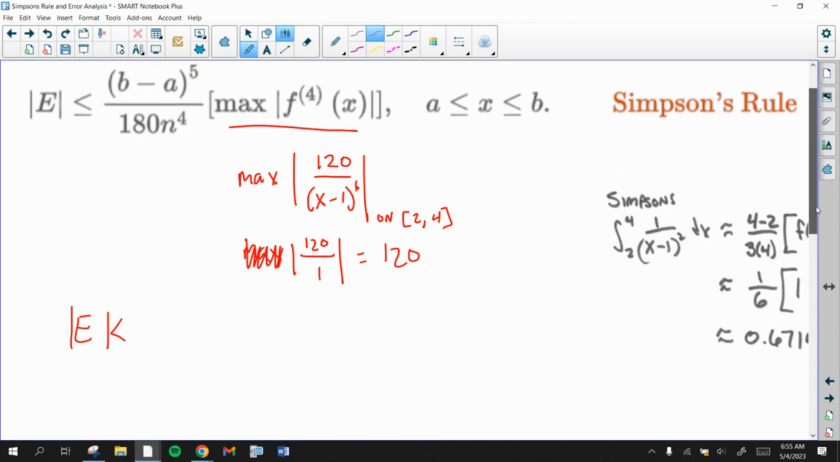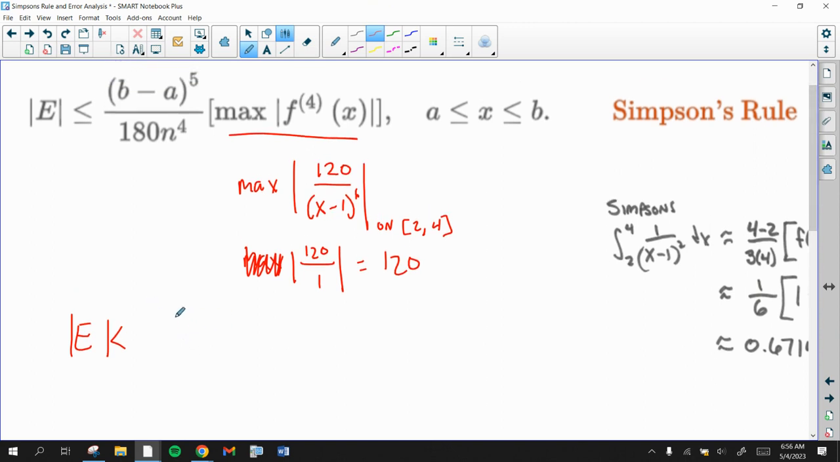and I'll do this a little bit quicker. B minus A is still equal to 2. 2 to the 5th is 32. This will require a calculator here. 180 times, we're using 4 intervals, so it's 4 to the 4th. I think it's 256, but I don't trust myself. And then times 120.